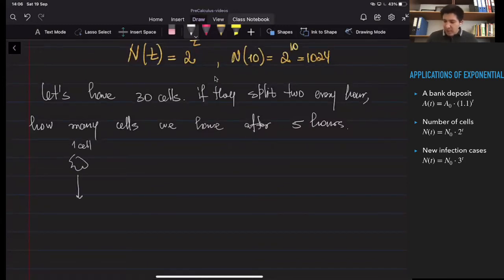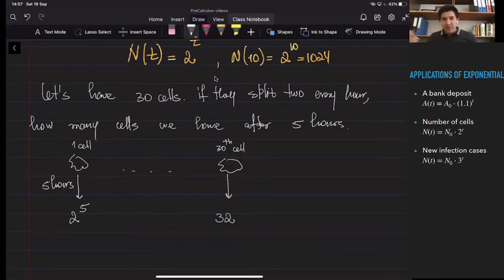How many cells would we have after 5 hours? It would be simply 2 to the power of 5, right? Because every cell is going to split into 2. Then at the same time, I have 30 cells, and each of the 30 cells is going to split into 2 every hour. The number of cells generated from 1 cell in 5 hours is going to be 2 to the power of 5, or 32, right? So here it's going to be also 32.